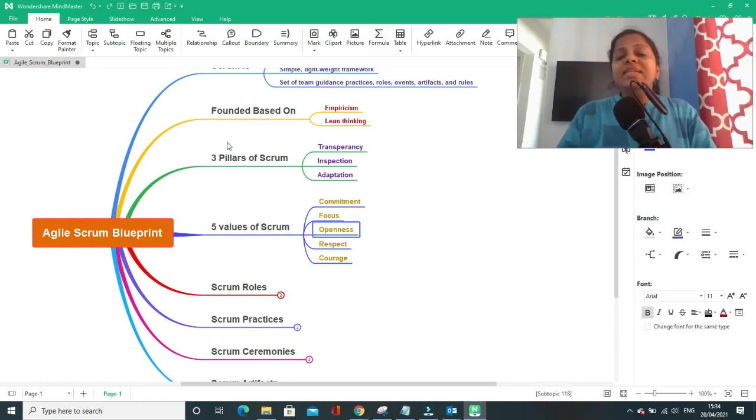So these are the 3 pillars of Scrum. These are the 5 values of Scrum on which Scrum is based. In our upcoming sessions, we will understand what events, roles, and artifacts we have in Scrum which you need to implement. See you in the next video.